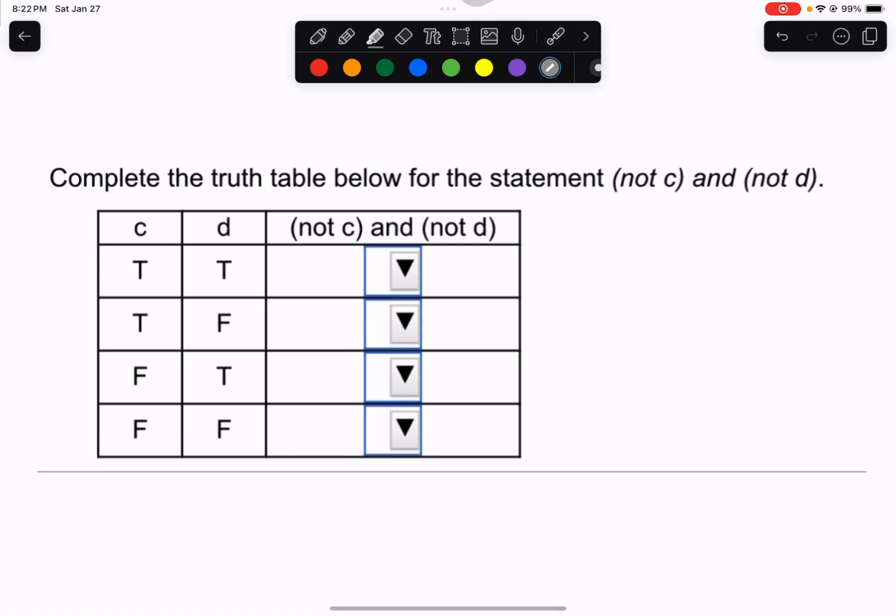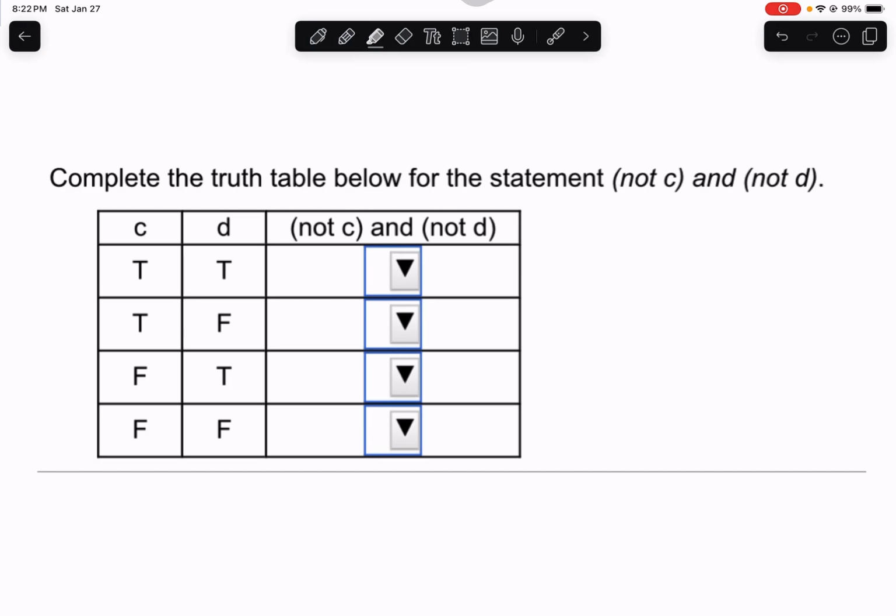The second part of this question, we'll try to do one part at a time. So we need to find the opposite of C and the opposite of D, and find the truth value for their conjunction. So remember, for a conjunction to be true, both the first part and the second part must be true. So we need T and T. If we have any false statement, then the entire conjunction will be false. So let's take a look.